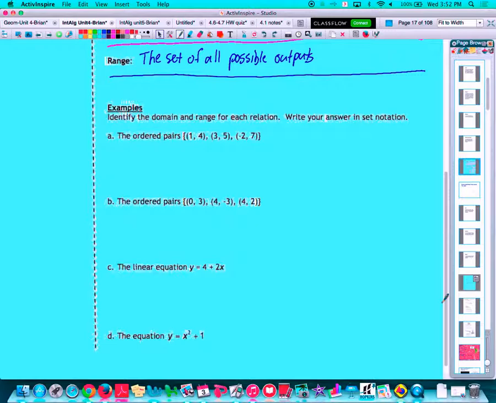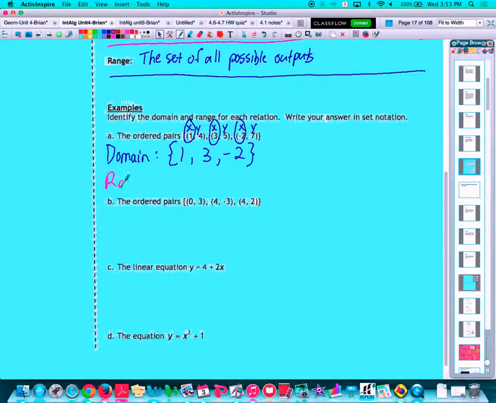So identify the domain and range for each relation, write your answer in set notation. So remember, ordered pairs have x and y values, so each one is a point that has an x and a y value. And we're not going to necessarily write it in a table this time. This time we're going to write what is the domain and what is the range. We'll look at all of the x values, because remember, the inputs are the x values. So what are all the possible inputs? What are all the possible x values? Well, I see an x value of 1, I see an x value of 3, and I see an x value of negative 2. So that would be the domain, 1, 3, and negative 2.